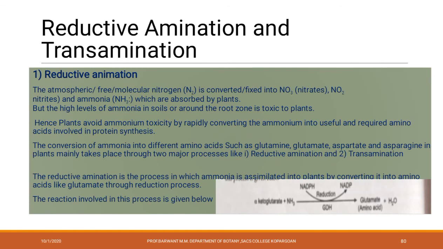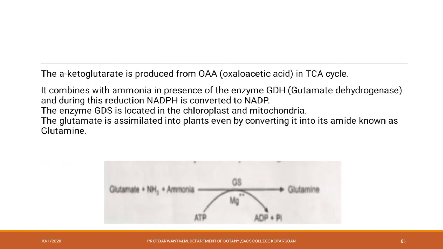Alpha ketoglutarate plus NH3 in the presence of NADPH gives NADP, forming glutamate, and it gives H2O. Glutamate is an important amino acid. After the glutamate is formed, ammonia again binds with the glutamate in the presence of GS, and it gives the glutamine amino acid.